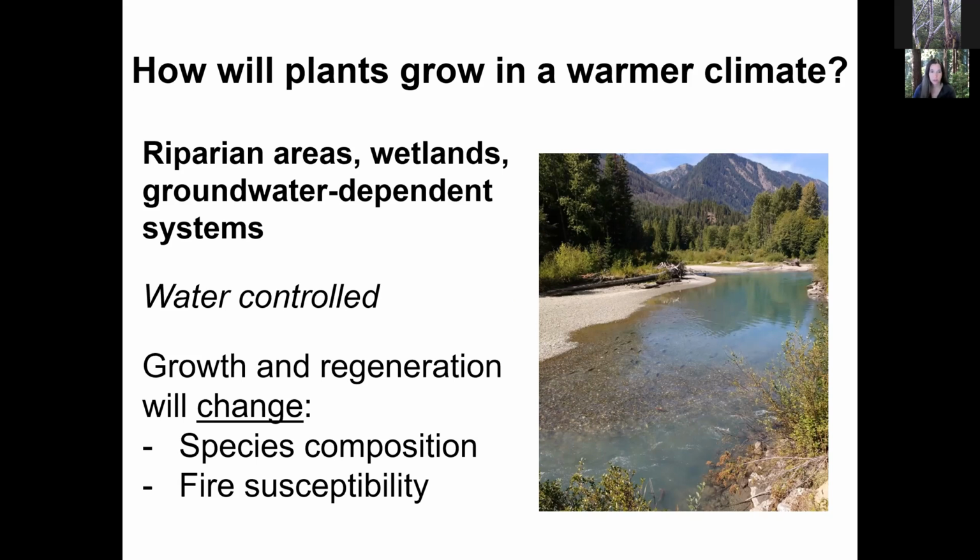We may see some contraction of riparian areas in some places where we have streams at lower levels than they used to be. That could also happen in some wetlands. And groundwater dependent ecosystems may be a little more resilient if they're sources of water or groundwater. But overall, we could see changes in the susceptibility of these systems to fire and shifts in species composition to species that aren't quite as wet loving as we currently have there.